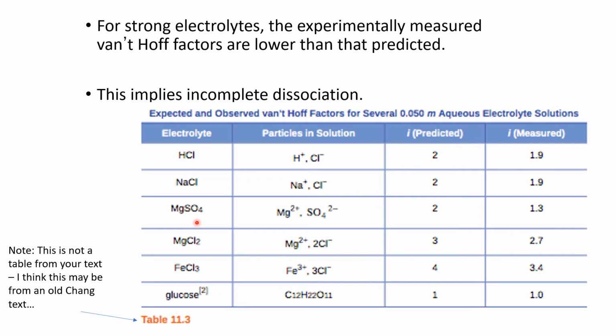So what's going on with this? We look at this, and these 1.9s match the 2s pretty well, but this 1.3 does not match very well. So there must be some even more complicating factor that we're going to have to deal with.